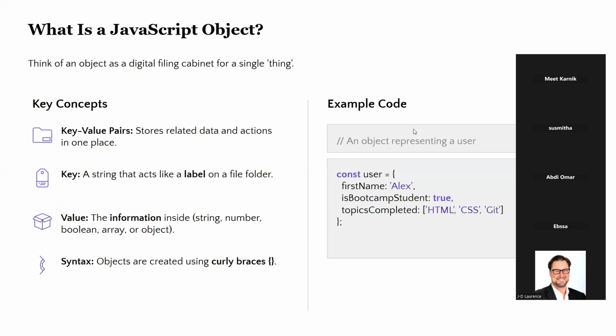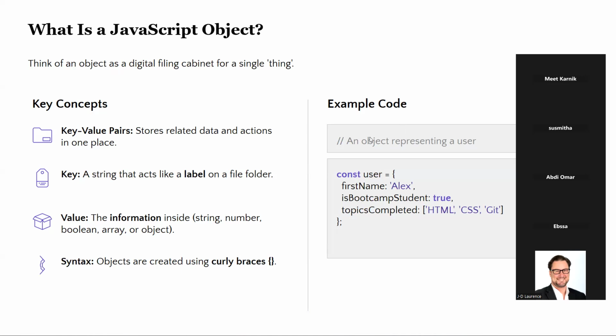An object is a way to group related information together about a single thing. The first thing that I think about is kind of like a filing cabinet, where each label is a key, and the information stored under that label is the value. So objects are made up of key value pairs. That just means each piece of data has a name, and that name is the key, and a piece of information will always be attached to it, which is the value.